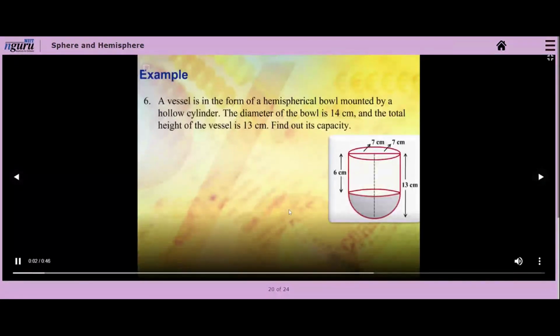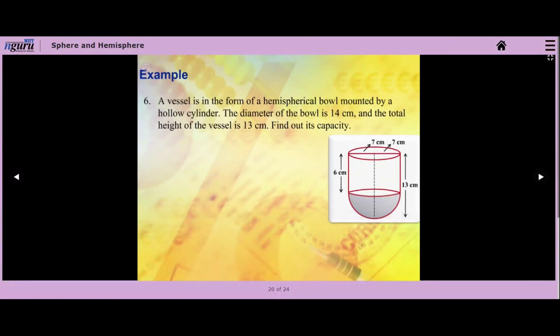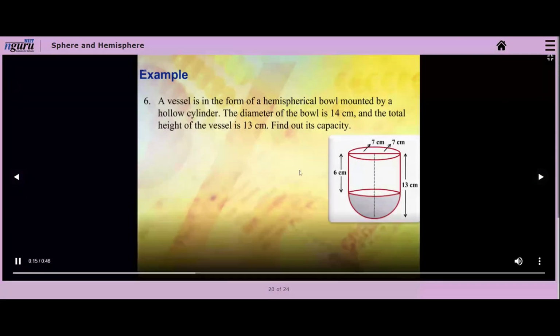Example 6. A vessel is in the form of a hemispherical bowl mounted by a hollow cylinder. The diameter of the bowl is 14 centimeters. The total height of the vessel is 13 centimeters. Find out the volume. So volume of the hemisphere plus volume of the cylinder. Volume of hemisphere, formula? 2 upon 3 pi r cube, plus volume of cylinder, pi r squared h.